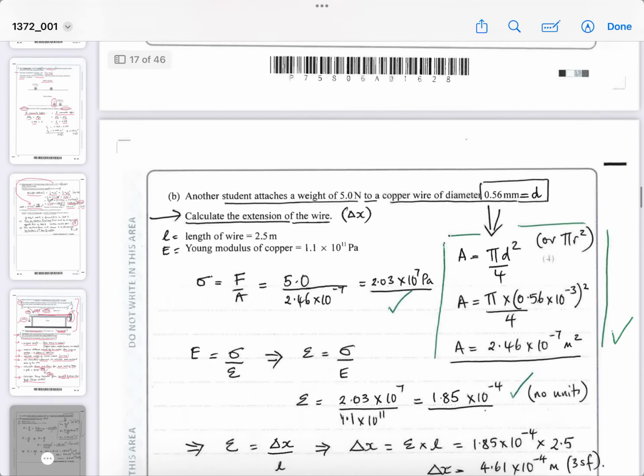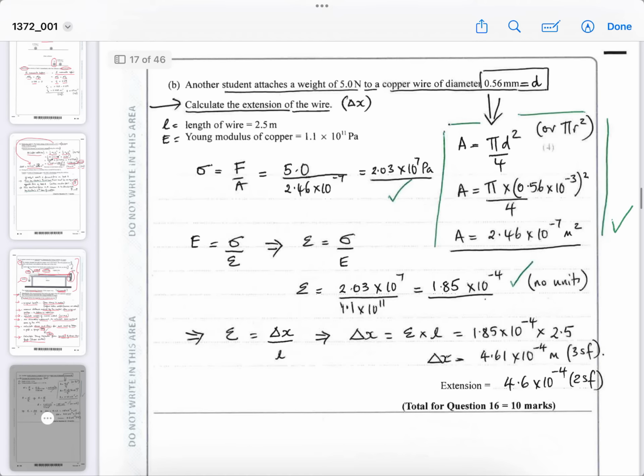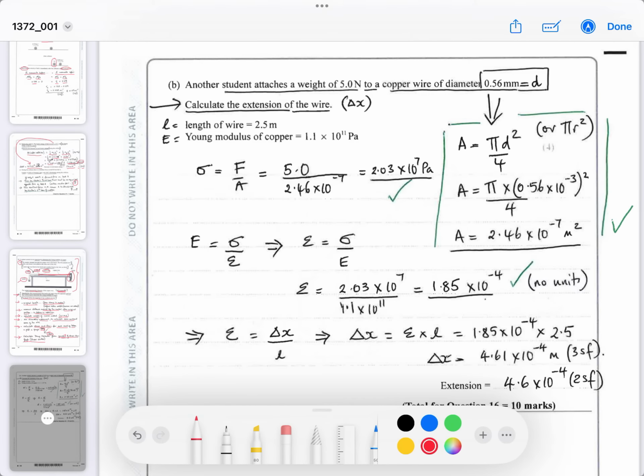Okay? Once you have that, then in this question they're asking you to do some analysis. Okay? So it says another student attaches a weight of 5.0 newtons to a copper wire of diameter 0.56 millimeters. Calculate the extension of the wire. So we know the force, we know the diameter, and we've been given the original length of the wire as 2.5 meters, and we know Young's modulus for copper is given to us as well.